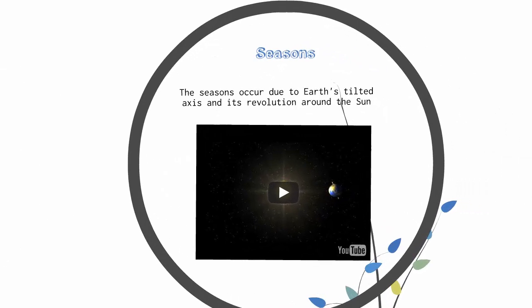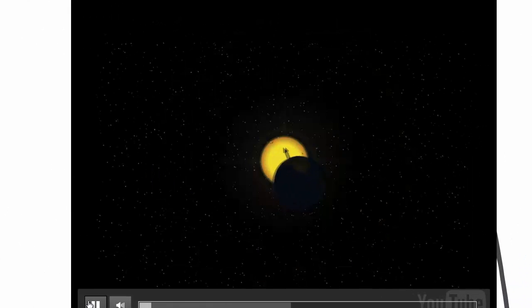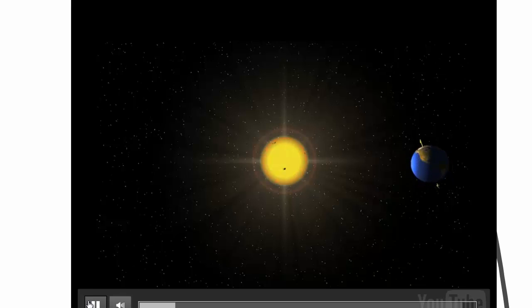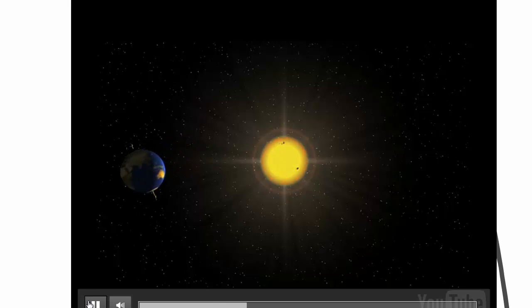Now, as we travel around the sun, we start to get seasons. And the seasons occur due to the Earth's tilted axis and its revolution around the sun. So watch our revolution around the sun here. And as you can see, we're tilted. We're on an angle of 23.5 degrees. And there's times where we're tilted toward the sun and times where we're not tilted toward the sun.